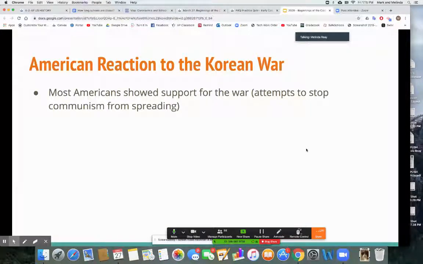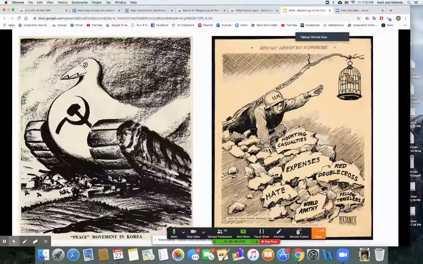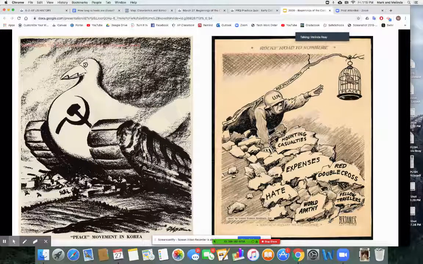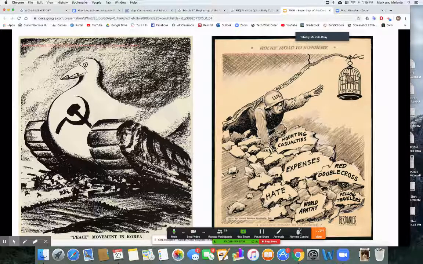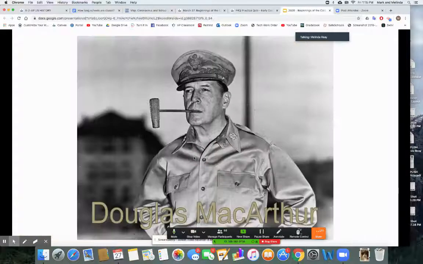In terms of the American reaction to the war, almost everybody supported it because we wanted to stop communism. And again, that was our big theme. But a lot of people also said, are we not just doing what they're doing? So you can see right here, we're saying it's a peace movement, but we're coming in with our tanks. You have the UN doing their police action, but you can see there's mounting casualties, hate for people, expenses. And a lot of people said, is this actually worth it to go into the war?